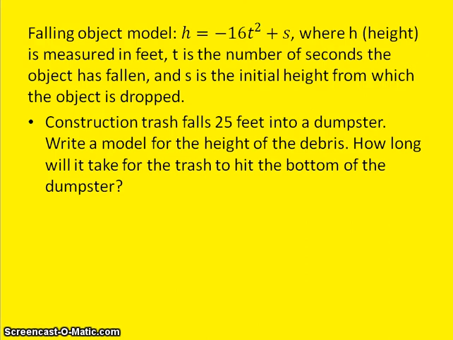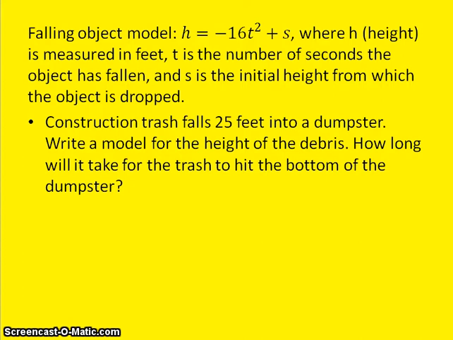Falling objects. We can have a quadratic model that represents that. Their height is equal to negative 16 t squared plus s. H is going to be the height at a given time, at time t. So if I plug in t is equal to 1 second, I can figure out how high the object is then. S is going to be my initial height, or the height that I start at when I drop the object.